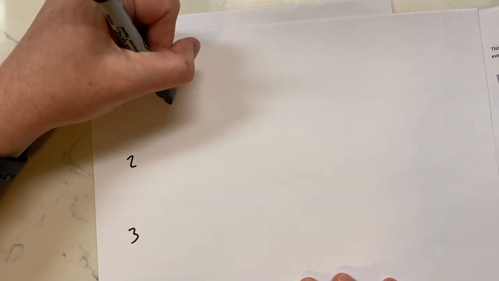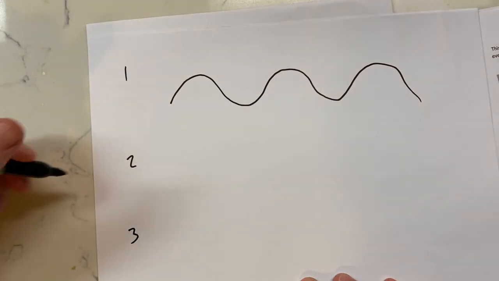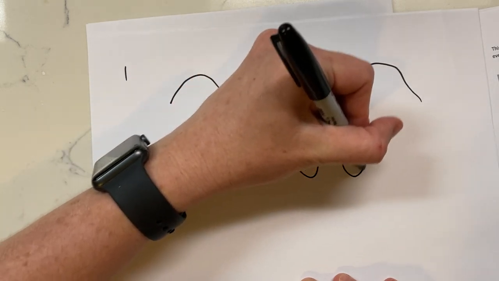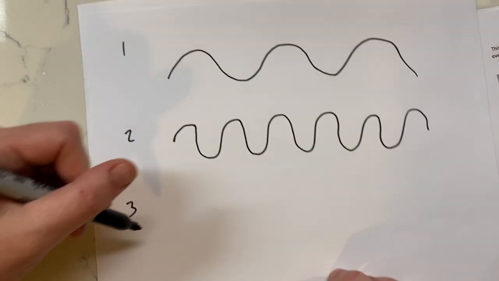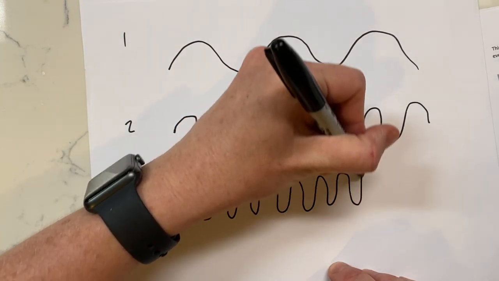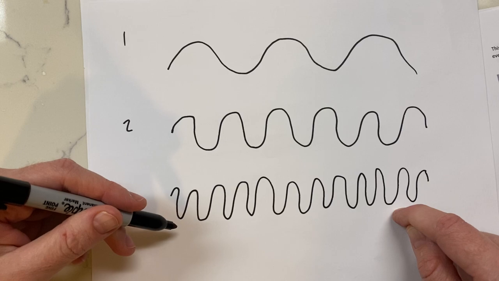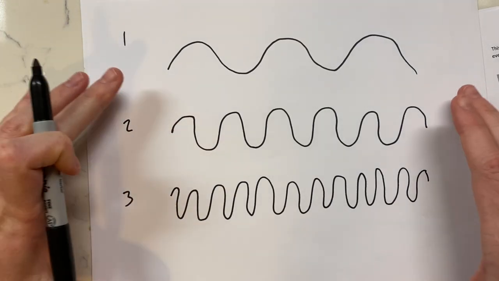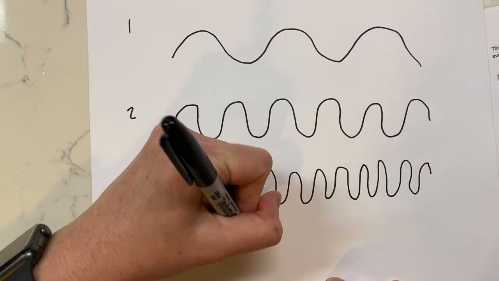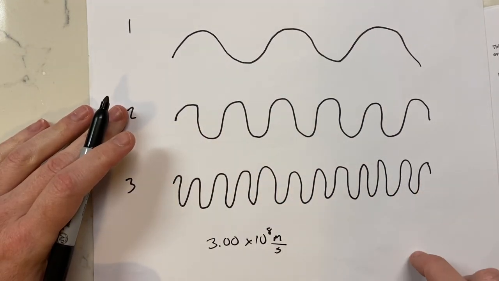Wavelength one, or not wavelengths, waves I should say, is that. Number two, is that. Number three, is that. Now oftentimes it gets confused, where you look at this and you're like, that's going faster. What speed are they all going though? They all are going the exact same speed. They're all going 3.00 times 10 to the 8 meters per second. But they differ in two different ways.